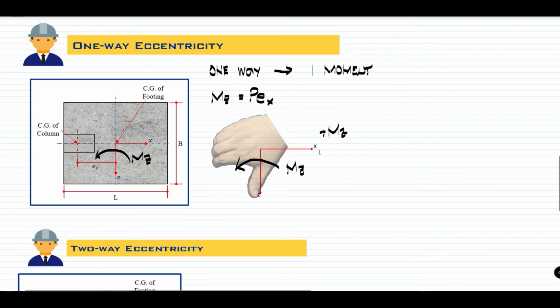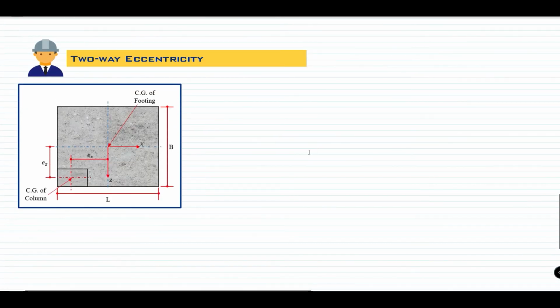Now, we proceed to our two-way eccentricity. Yung two-way eccentricity, ito yung eccentricity na kung saan dalawa na yung ikakos niyang moment. So, for two-way, ibig sabihin, two moments yung ikakos niya. So, ibig sabihin, it's either we have moments about x and we also have moment about z. So, yan yung two-way eccentricity. Dalawa na yung tinitingnan nating moment.